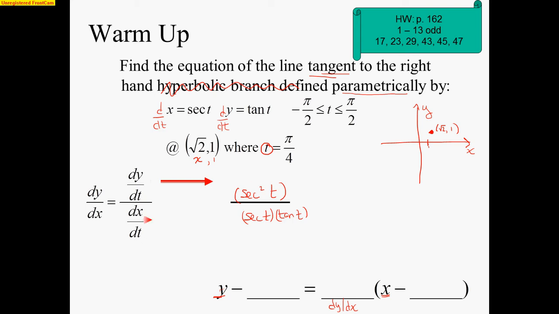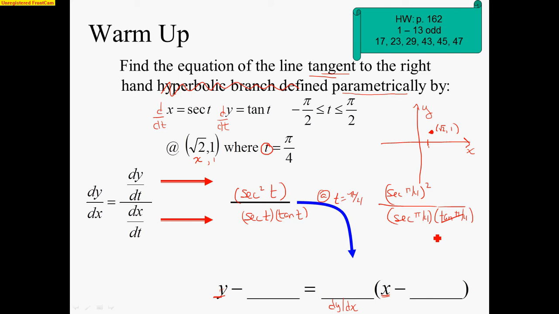So secant squared t over secant t tangent t. That slope at pi over 4 goes here. So what is that? Secant of pi over 4 squared over secant of pi over 4 times tangent of pi over 4. Well, tangent of pi over 4 is 1, right? So multiplying by 1 goes away. Secant of pi over 4 squared over secant of pi over 4 is going to just be secant of pi over 4, so this should just be root 2.